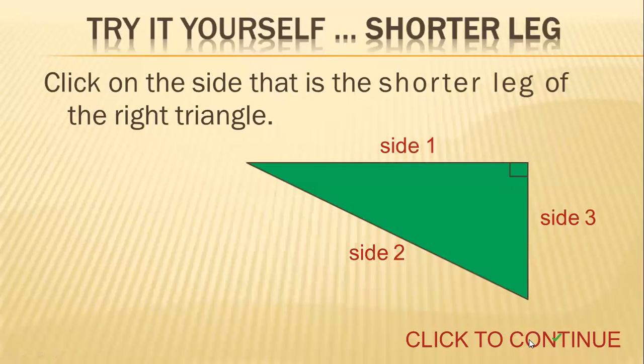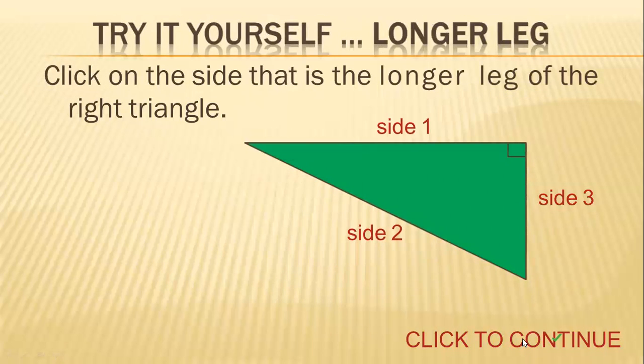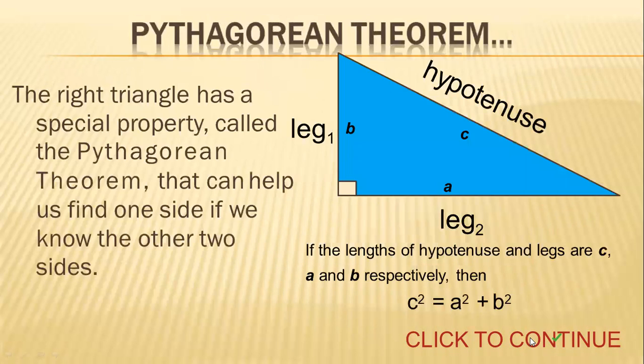Look at this. Click on the side that is the shorter leg of the right triangle. Which one is the shorter? Three. 3 is the shortest. Right. Try it yourself. Longer leg. Which one is the longer? The longer leg is side one. Side one, absolutely right, because this is the hypotenuse. We cannot say it is a leg.